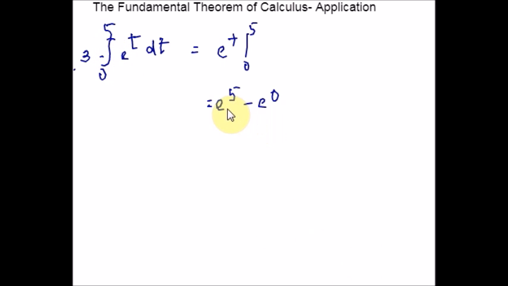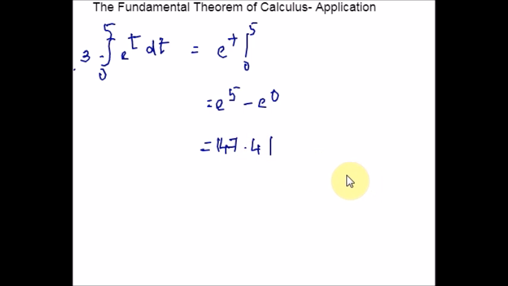Using the calculator you can find this value. So e raised to 5 minus anything raised to 0 is equal to 1, right? So this would be 1. So this is going to be approximately equal to, I'm going to round the answer to 2 decimals, 147.41. Your scientific calculator will be very helpful in this type of problem. Hope you're clear with this one.